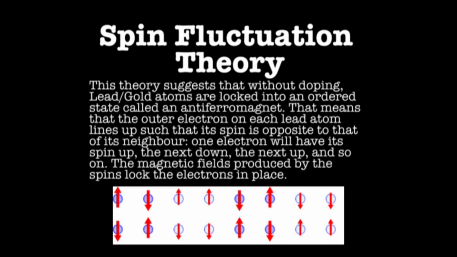The second is spin fluctuation theory. This theory suggests that without doping, lead-gold atoms are locked into an ordered state called an antiferromagnet. That means that the outer electron on each lead atom lines up such that its spin is opposite to that of its neighbor. One electron will have its spin up, the next down, the next up, and so on. The magnetic fields produced by the spins lock the electrons in place.